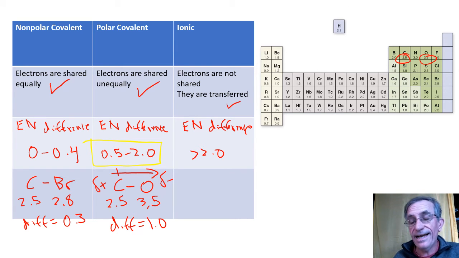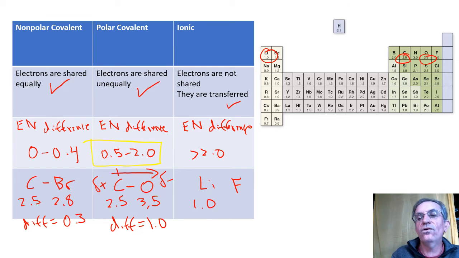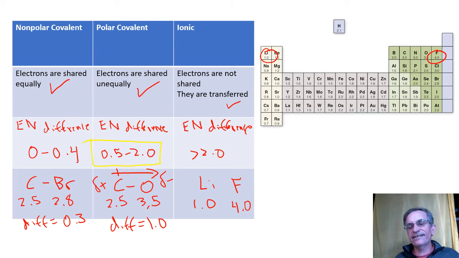Now, ionic bonds are when there's a big difference. So an example of that would be a bond between lithium and fluorine. If I look at the electronegativity of lithium, it's 1. And fluorine, I'm going to erase that a little bit. Fluorine has a value of 4. So if I subtract, now the difference is really extreme. It's 3. The difference is 3.